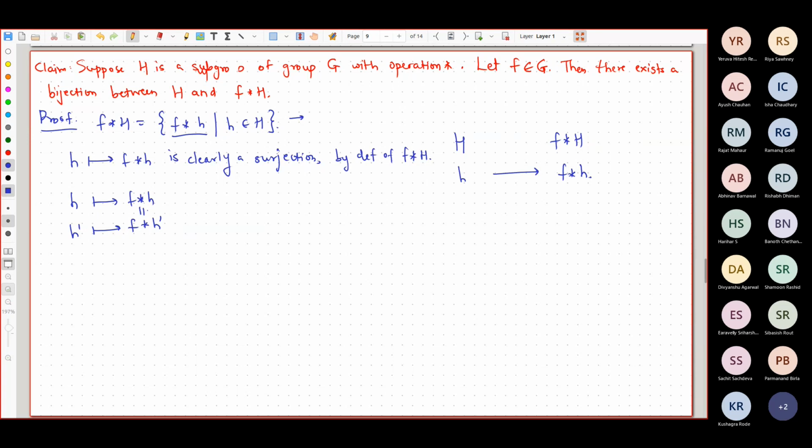No, because we can multiply with F inverse on the left to get H equals H dash. Absolutely, absolutely. You're right.